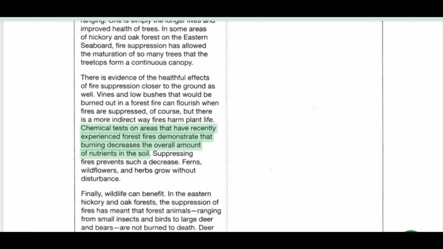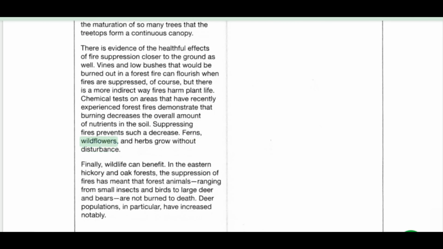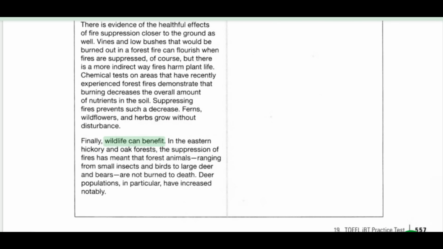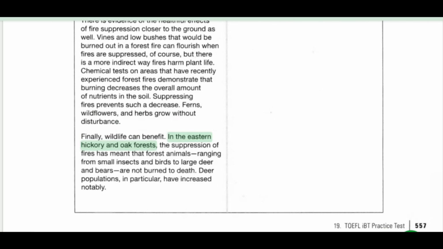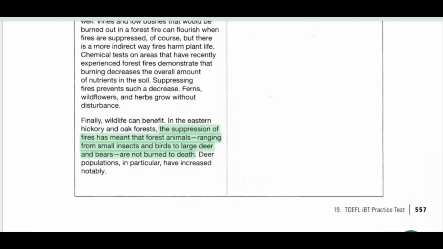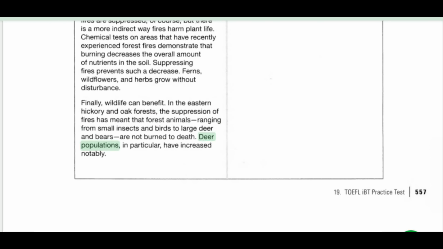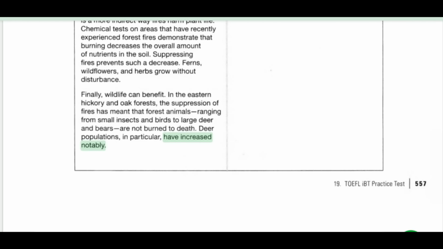Chemical tests on areas that have recently experienced forest fires demonstrate that burning decreases the overall amount of nutrients in the soil. Suppressing fires prevents such a decrease. Ferns, wildflowers, and herbs grow without disturbance. Finally, wildlife can benefit. In the eastern hickory and oak forests, the suppression of fires has meant that forest animals, ranging from small insects and birds to large deer and bears, are not burned to death. Deer populations, in particular, have increased notably.